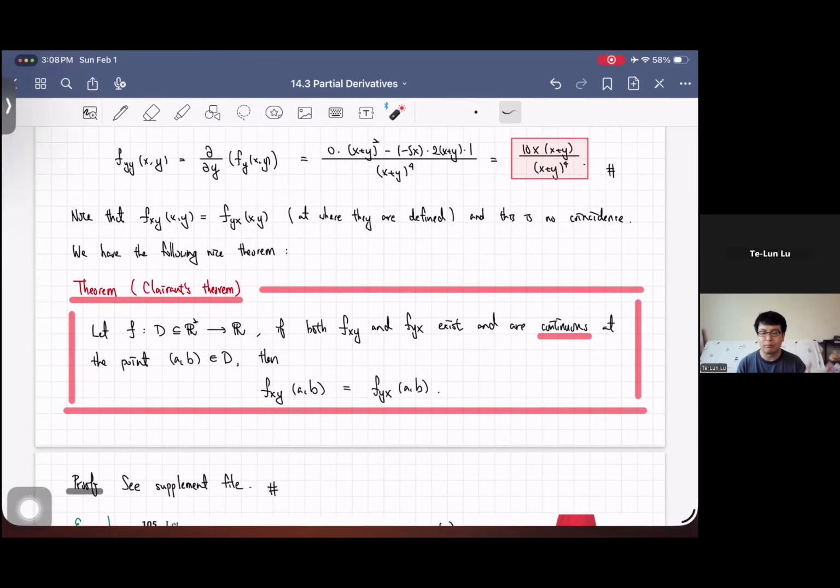Clairaut's theorem tells you that provided both fxy and fyx are continuous, then those two will be the same. But there will be a function that does not satisfy this condition, and therefore those two differentiations are not the same, right? But in most cases in our class, where we are treating polynomials and exponentials, those are nice functions. After arbitrary differentiation, you can still get a continuous function, making every mixed derivative the same. fxy is equal to fyx, fxxy is equal to fyxx, okay?